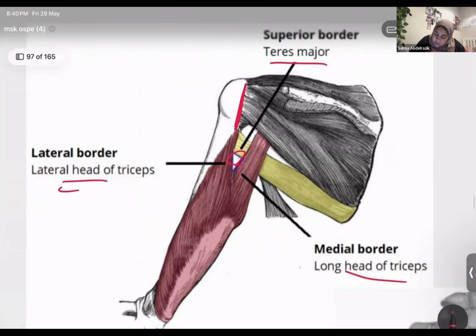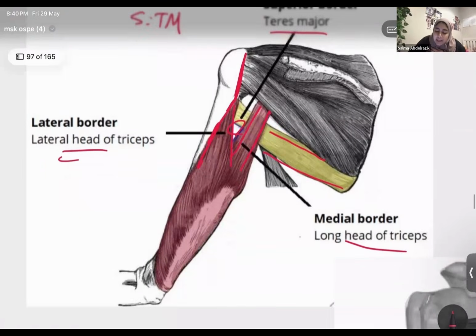So this is the humerus, right? And then you start the triceps. Like I said, the triceps has three heads. And then this is the teres major. So superiorly is teres major, yes. But laterally and medially, down here, it's going to be the heads of the triceps, not the humerus. So lateral is the head of triceps, and medially is also the head of triceps.